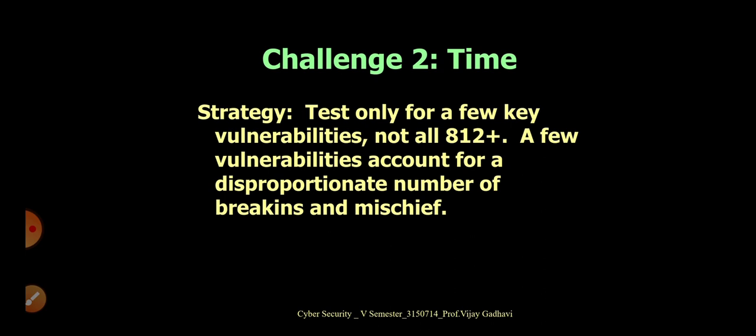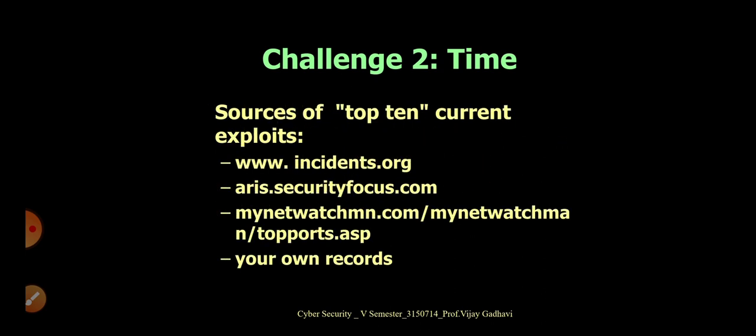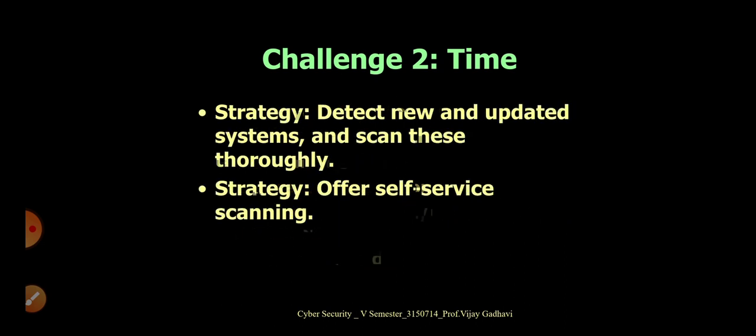Strategy: test only for a few key vulnerabilities, not all 812 plus. A few vulnerabilities account for a disproportionate number of break-ins and mischief. The sources of top 10 current exploits are incidents.org, aris.securityfocus.com, mynetworkwatch.com. Your own records are also important to identify the exploitations. Then detect new and updated systems and scan these thoroughly. It offers self-service scanning also.